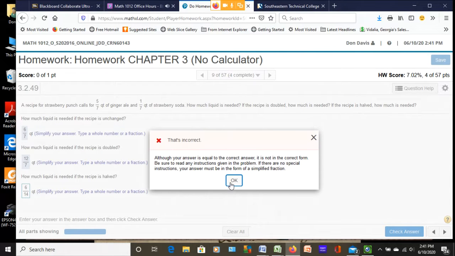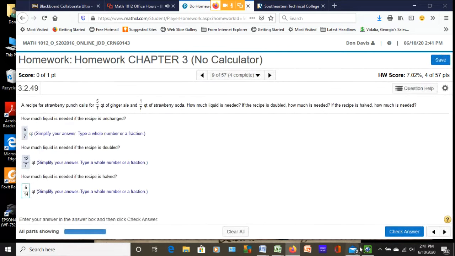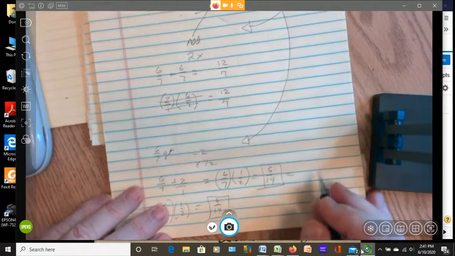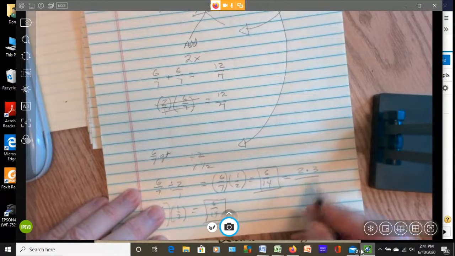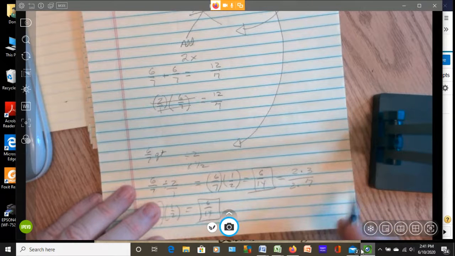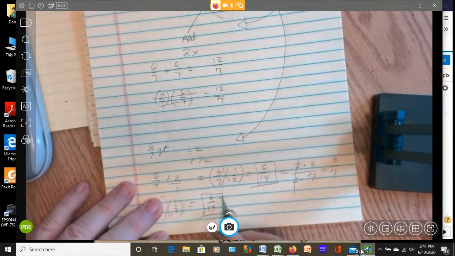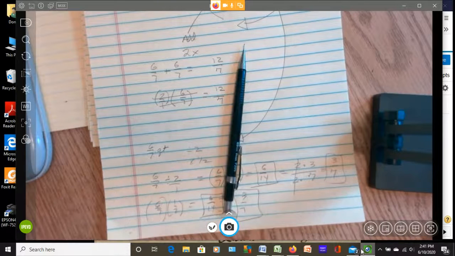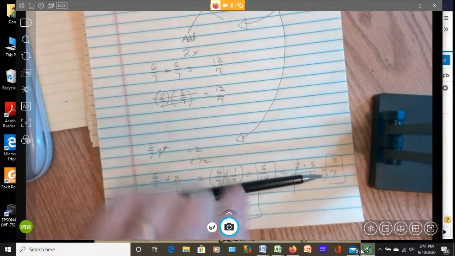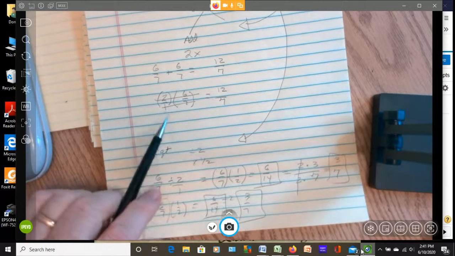Wait a minute. What did we not do? Let's look at it again. Oh, I know what we didn't do. See that? Factor this into 2 times 3, this into 2 times 7. Right, 3/7. Or if you want to say divide by 2 and divide by 2, you're going to get 3/7. So we didn't simplify our answer. And you know what? That answer makes a lot more sense, doesn't it? Did the light go on? I hope a light went on somewhere.